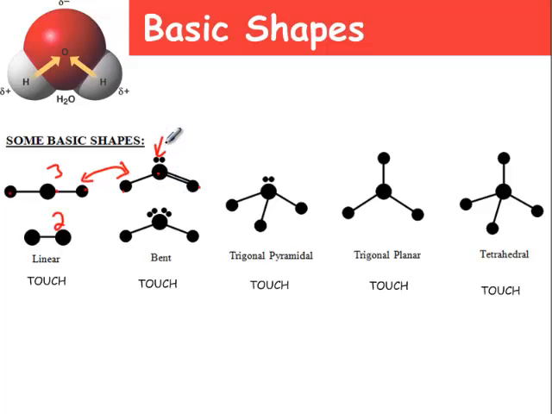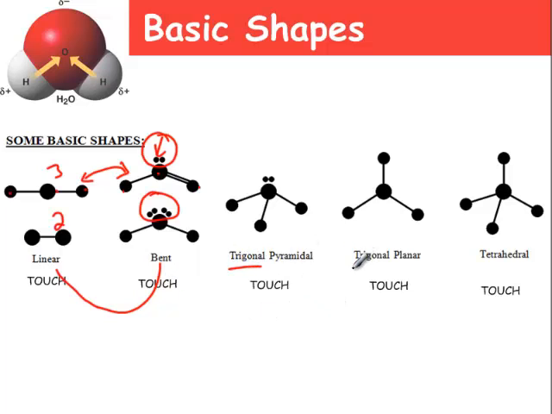So on your notes, circle that. Circle those electrons and circle these electrons. That's what makes bent different than linear. If the electrons are there, it's bent. If they're not there, it's linear. We'll talk about why it bends in a little while.